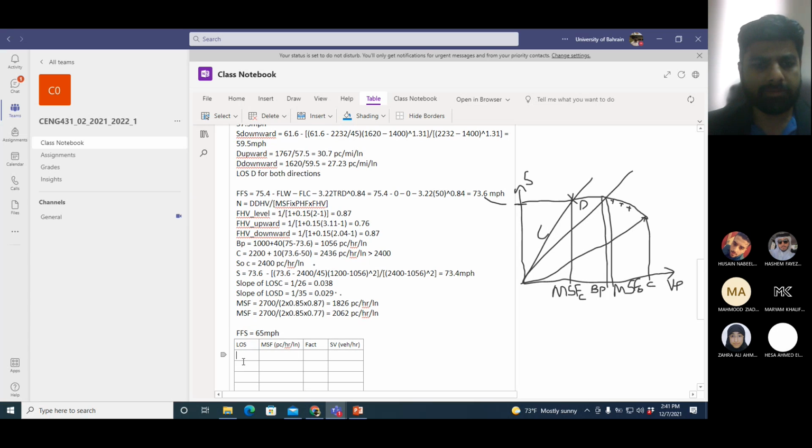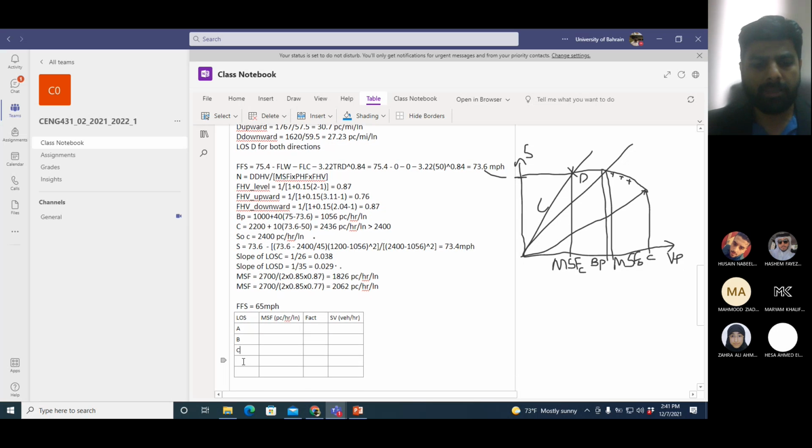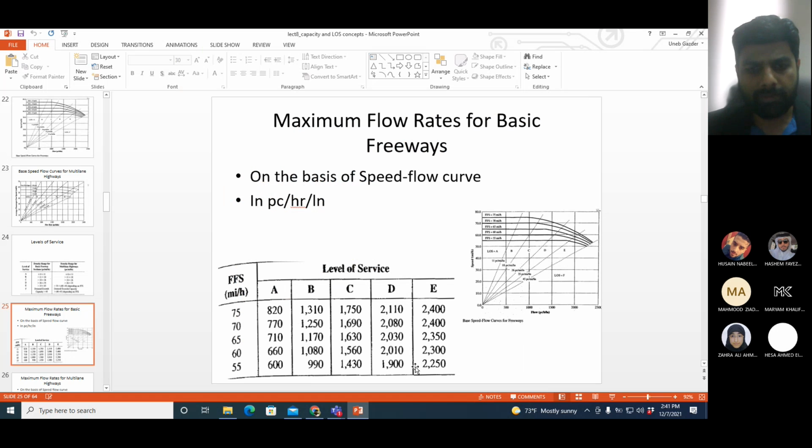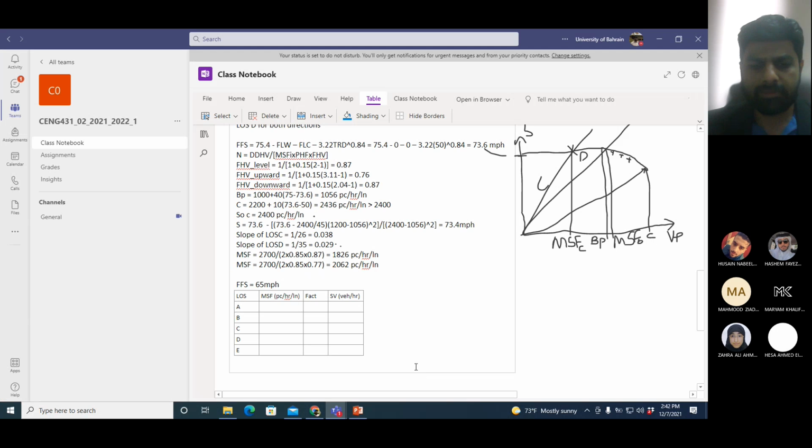So level of service A, B, C, and the maximum service flow rates from the table: 710, 1170, then 1630, then 2030 and 2350. Now each value will be multiplied by the same factor.